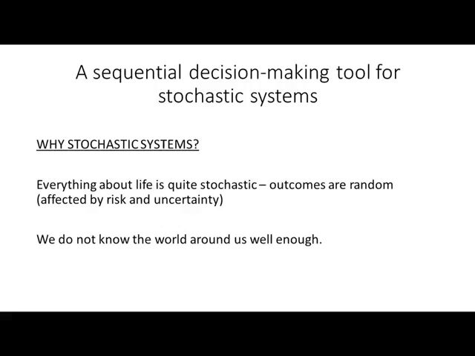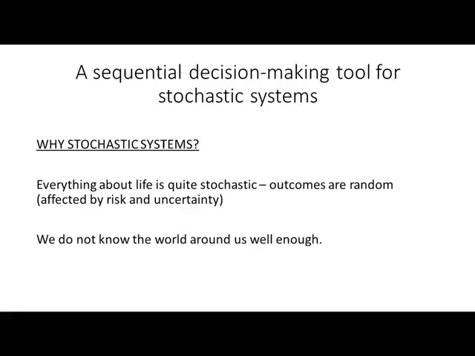So first of all, what is a Markov decision process model? It's actually a decision-making tool. It's a tool that makes sequential decisions, and it's a tool specifically for stochastic systems. So first of all, why stochastic systems? Actually, if we think about it, everything about life is quite stochastic, right? Well, we can predict, okay, it's highly possible this thing will go this way or that way, but it's not deterministic until it has happened. So things are quite stochastic, and the outcome of things are very random.